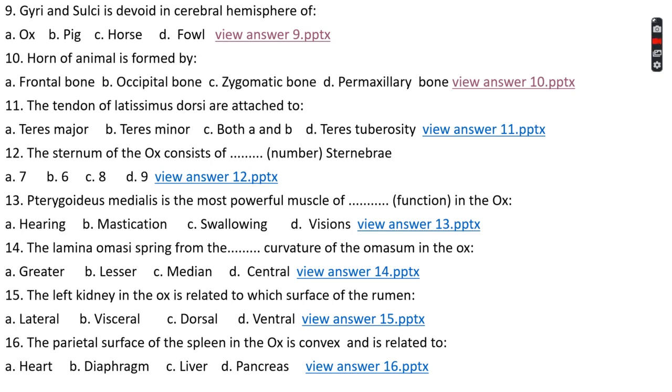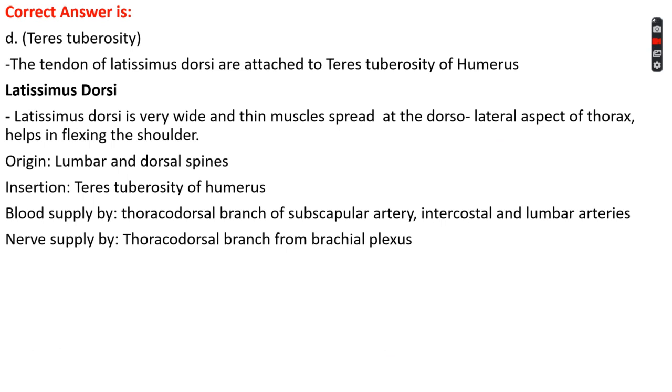The tendon of latissimus dorsi is attached to: option A, teres major; option B, teres minor; option C, both A and B; option D, teres tuberosity. The right answer is option D, that is teres tuberosity. The tendon of latissimus dorsi is attached to the teres tuberosity of the humerus, okay.